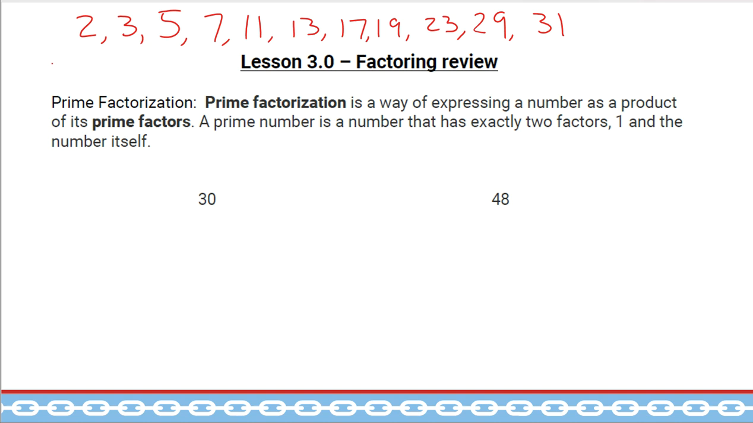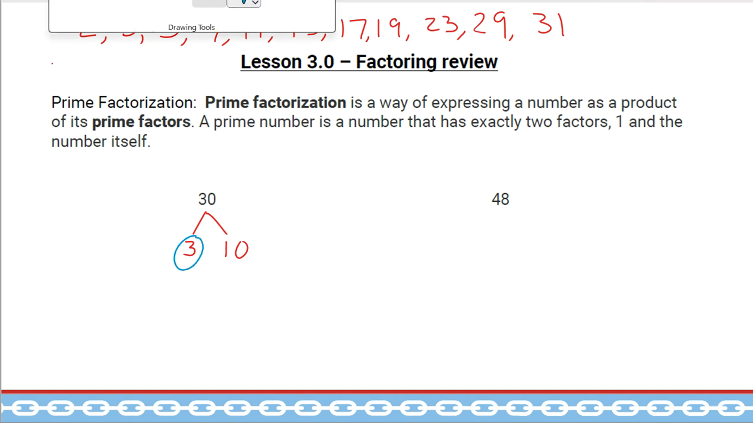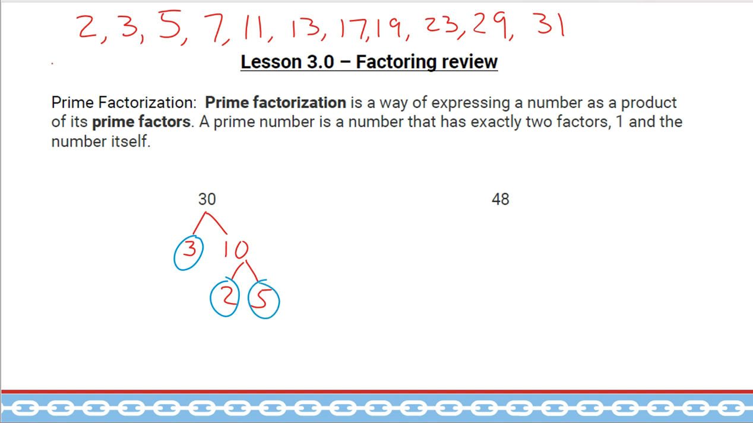A lot of times people start out by doing prime factorization with a factor tree, right? What are ways that I can multiply to 30? So 3 times 10, right? You could go 5 times 6 as well. 3 is one of my prime numbers, right? So I'm going to mark that as done. And then 10 is not a prime. It can be made by multiplying 2 by 5, right? And both of those are prime. So the prime factorization of 30 is 2 times 3 times 5.